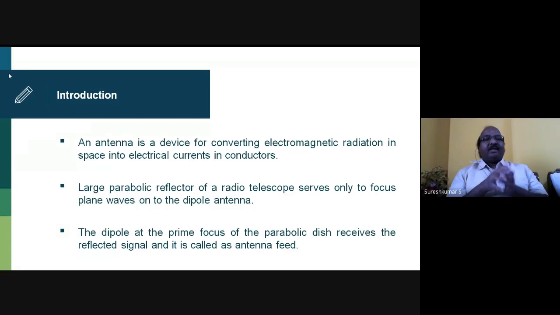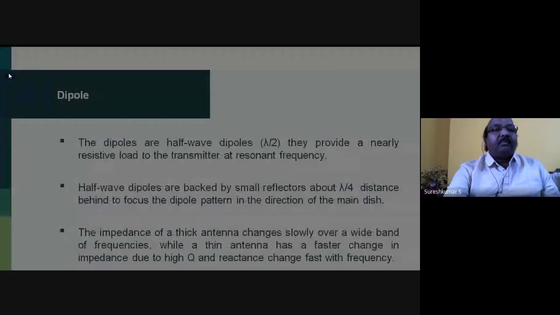Now you can put a simple dipole antenna at the prime focus of a parabolic dish antenna. Like a satellite dish, you can have a horn antenna there, or even a dipole antenna at the focus of a parabolic dish. The radio astronomy signals come from space, from very distant objects. So these radiations arrive as parallel rays, are incident on the parabolic dish, and get collimated and focused at a point where your feed is located. That is the idea of putting a parabolic dish and a dipole at the prime focus. With that, go to the next slide.